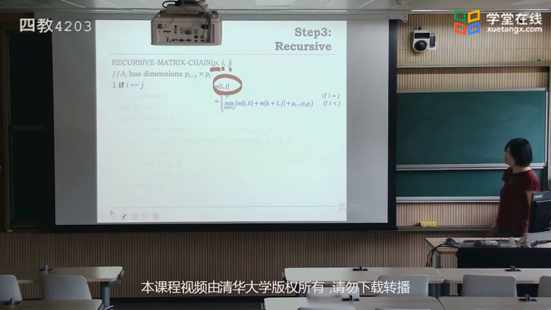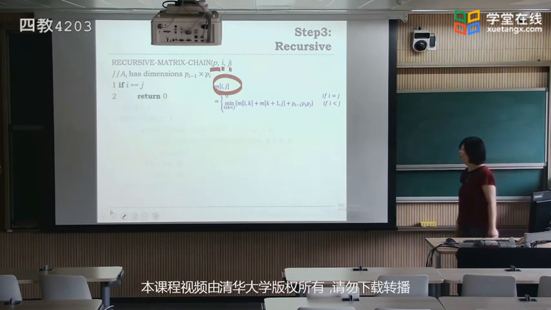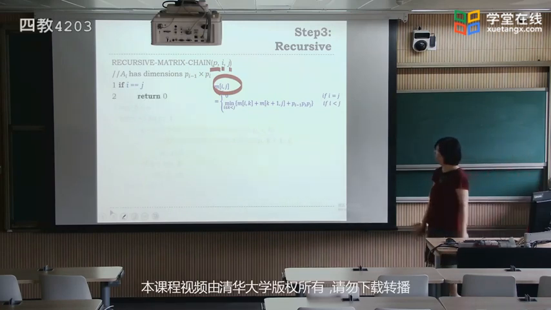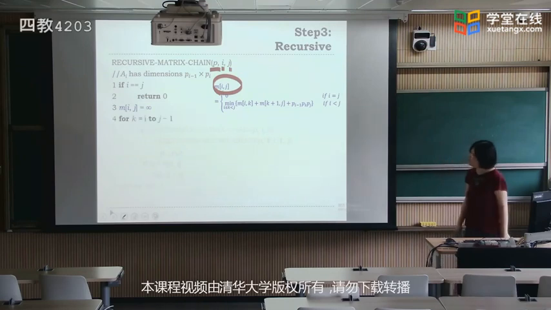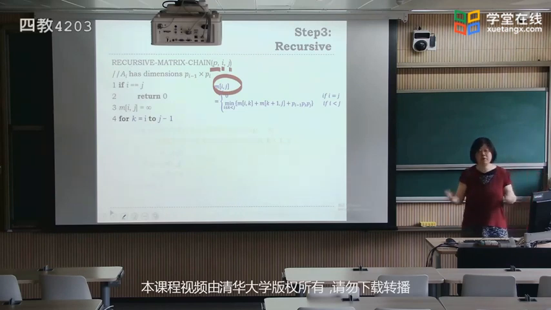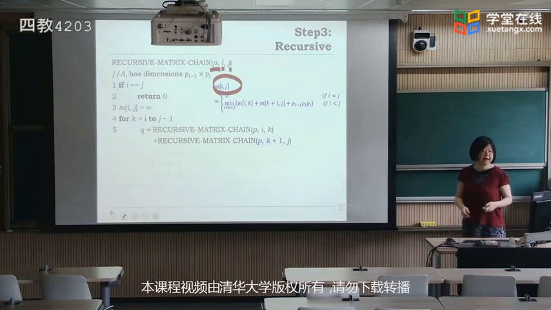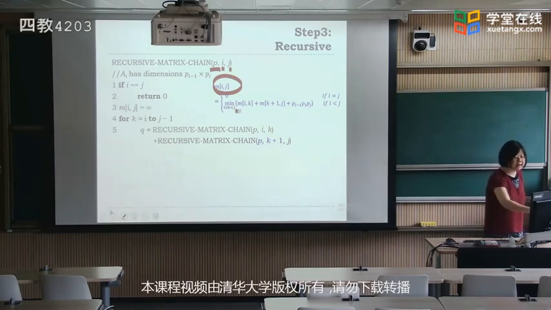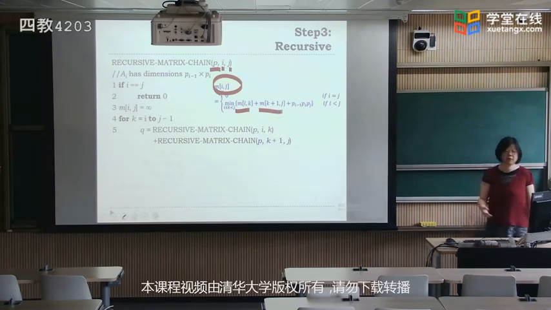So first we check if i equals j. If i equals j, we return the value of 0. Otherwise, we calculate the value for m[i][j] by looking at all possible candidates for k. And then for each value of k, we need to calculate m[i][k] and m[k+1][j], and we do so by these two recursive calls. Okay?